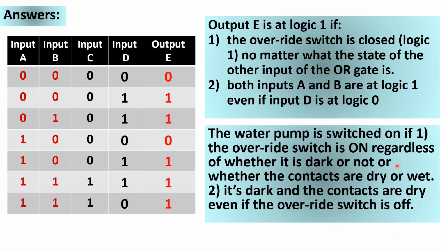which when translated, we say that the water pump is switched on if, number 1, the override switch is on regardless of whether it is dark or not, or whether the contacts are dry or wet. And the second conclusion is the water pump is switched on if it is dark and the contacts are dry, even if the override switch is off.